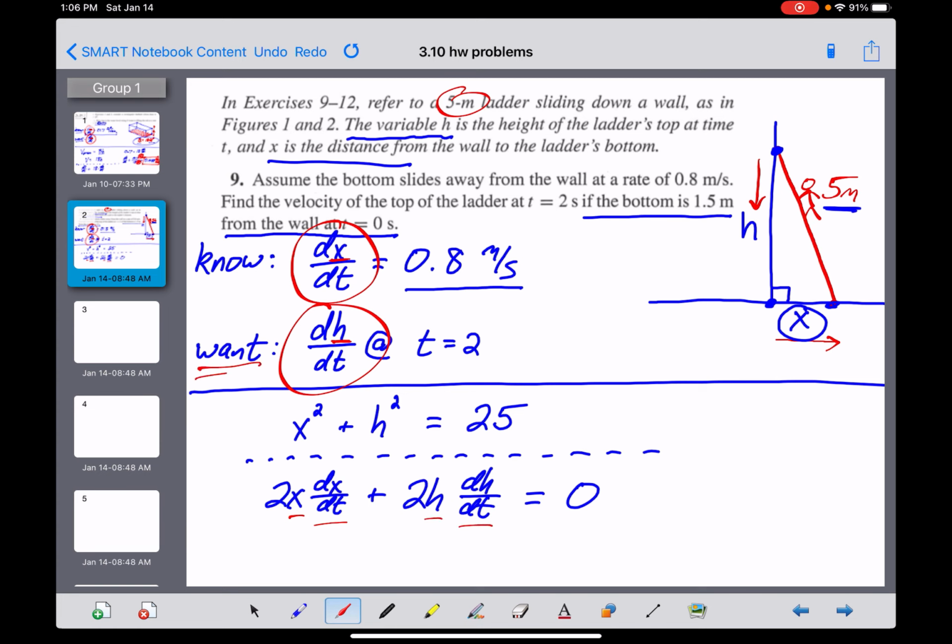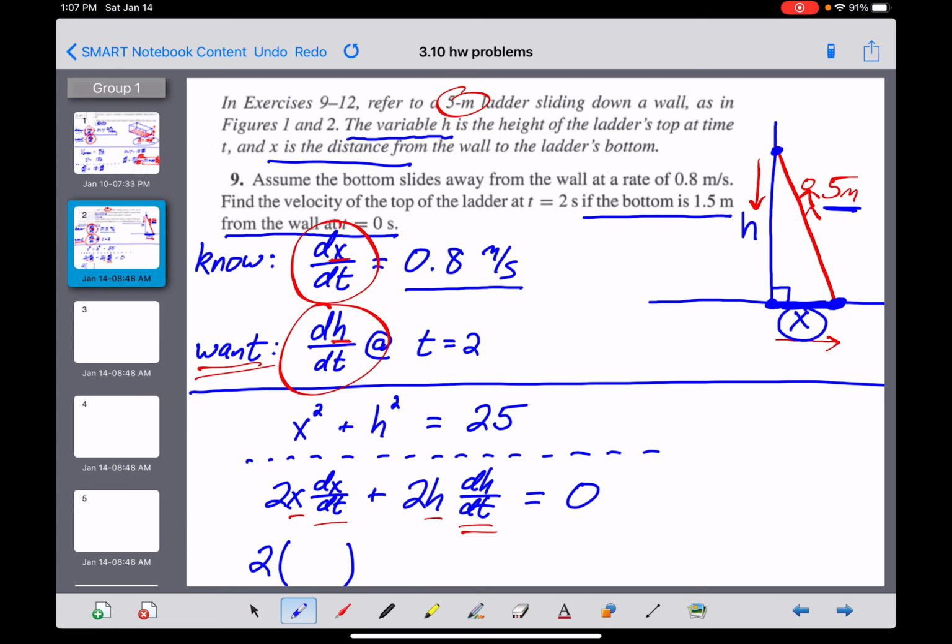Now, we're trying to find the value of dh/dt. That's the one we don't know, so we better be able to put in values for everything else in this problem. Let's start filling in, and right away we run into the hard spot. We're going to multiply 2 by the value of x, the length of this piece, the distance from the base of the ladder to the base of the wall at the moment in question.